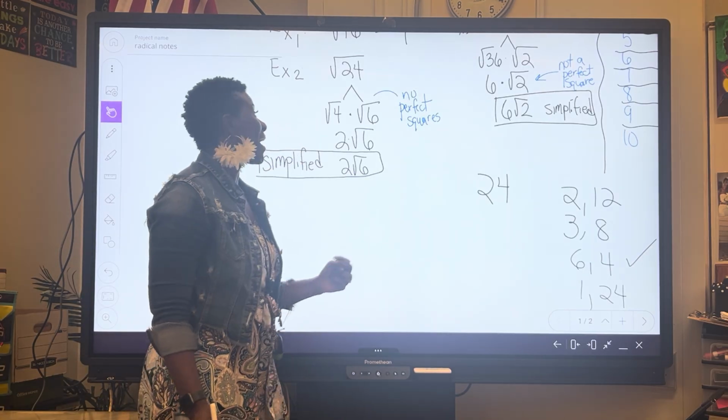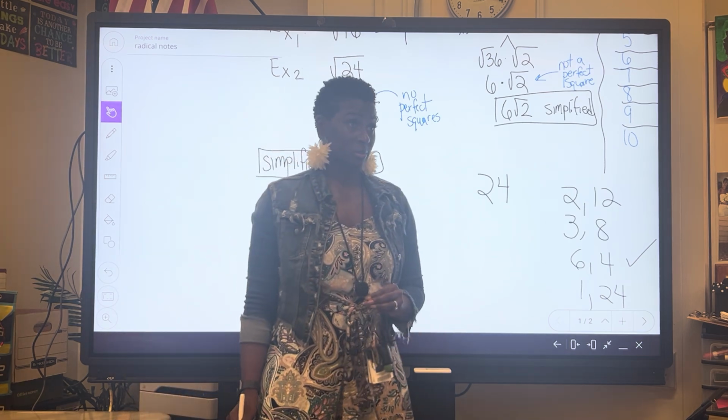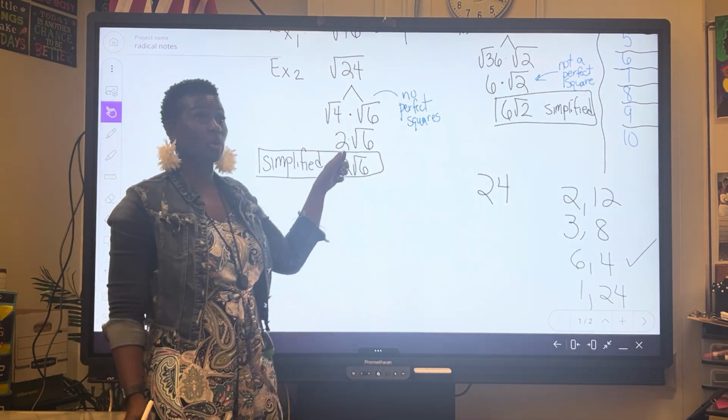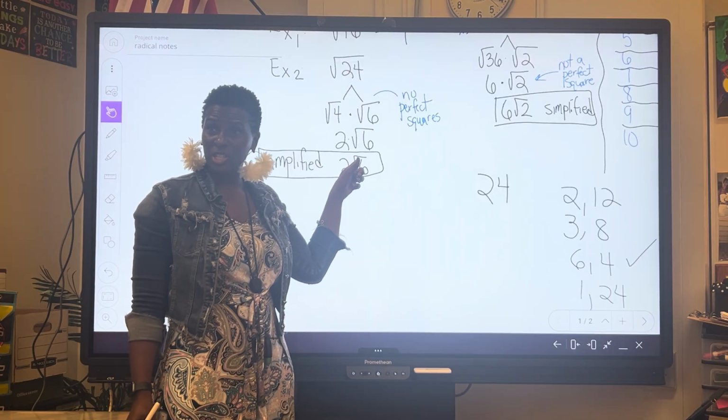Your goal is to make what's left in the radical smaller. How do I do that? By pulling out any perfect squares that I can make into whole numbers. Does that make sense what I just said?